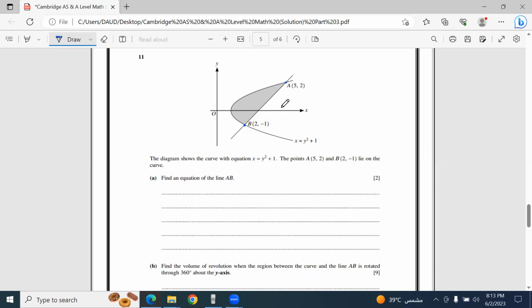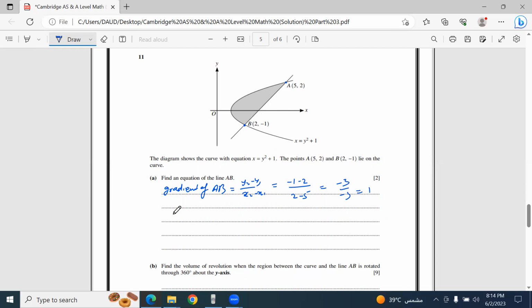So first, what is the line? We don't know the line. Okay, for the line we will find the gradient first. They also want us to find the equation of the line. So the gradient of AB is equal to y2 minus y1 over x2 minus x1, which is 2 minus (-1), that is y2 minus y1, over 2 minus 5. This is x2 minus x1, which is equal to minus 3 over minus 3.